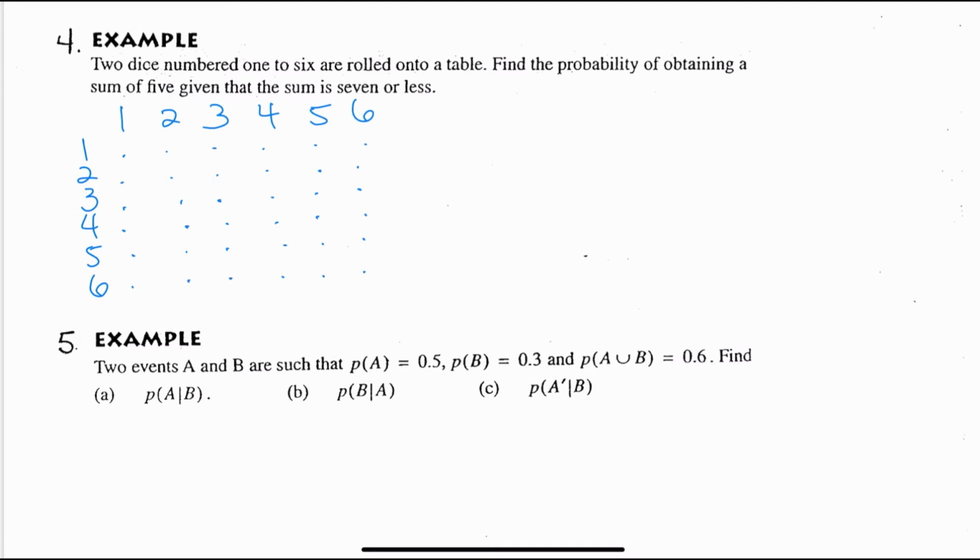There are 36 possibilities. Now, in the problem itself, we are told that we know for a fact that a sum of 7 or less was rolled. So a sum of 7 or less was rolled. So a sum of 7: 6 and 1, 5 and 2, 4 and 3, 3 and 4, 2 and 5, 1 and 6. All of those are going to add up to 7. Remember I told you diagonally, they all add up to the same amount.